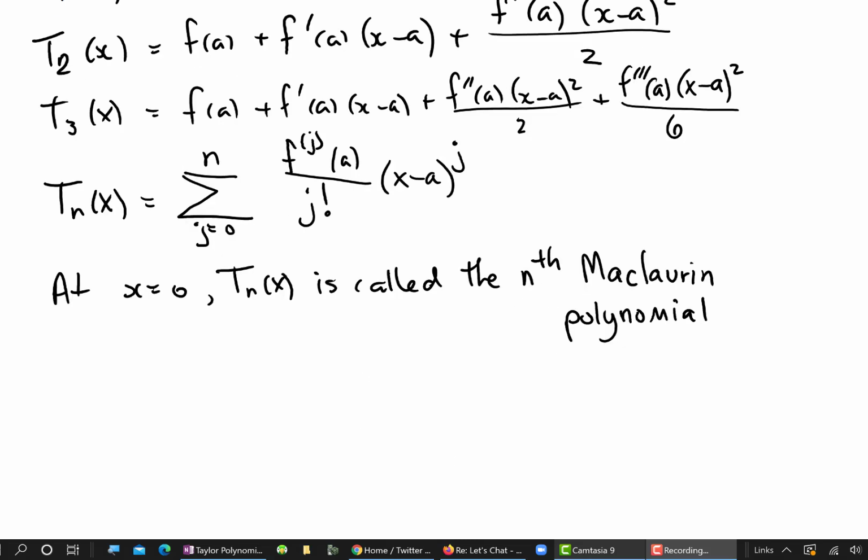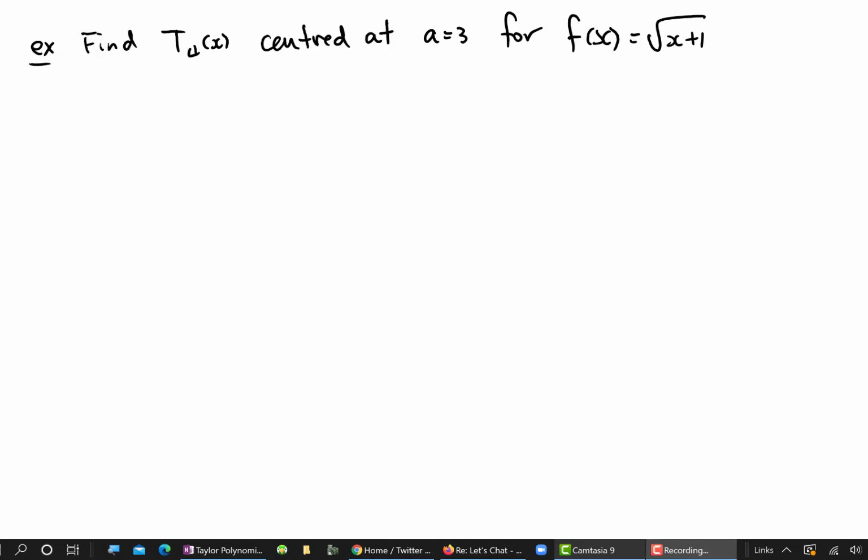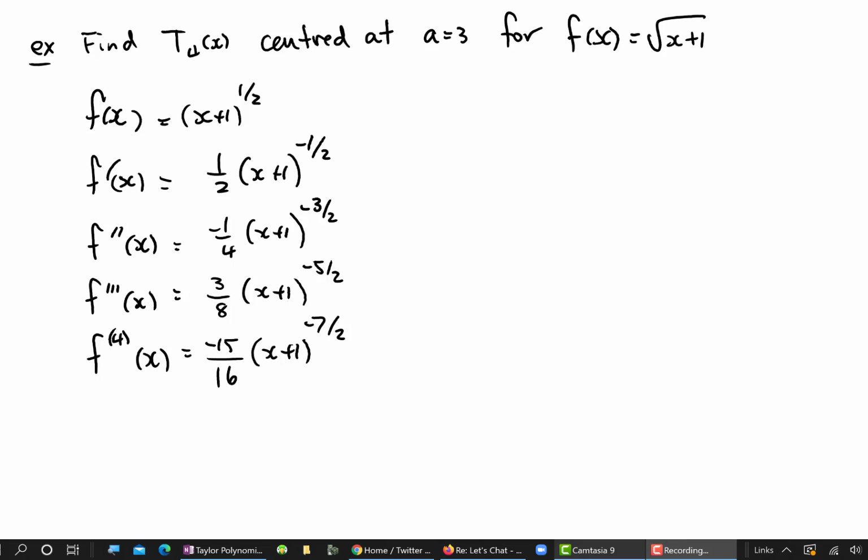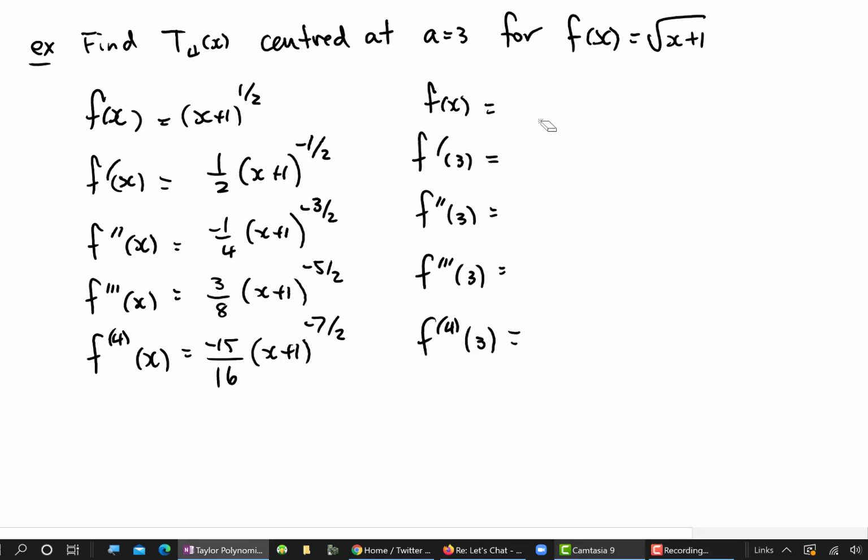Okay, so let's try finding some of these polynomials. I'll give you an example here. We're going to find the fourth degree Taylor polynomial centered at a equals 3 for the function root x plus 1. The first thing we need to do is evaluate all the derivatives up to degree 4 with an a value of 3. So I'll do that for you. And we have to evaluate each of these at 3. So let me do that for you as well, in which case we get 2, 1/4, negative 1 over 32, 3 over 256.